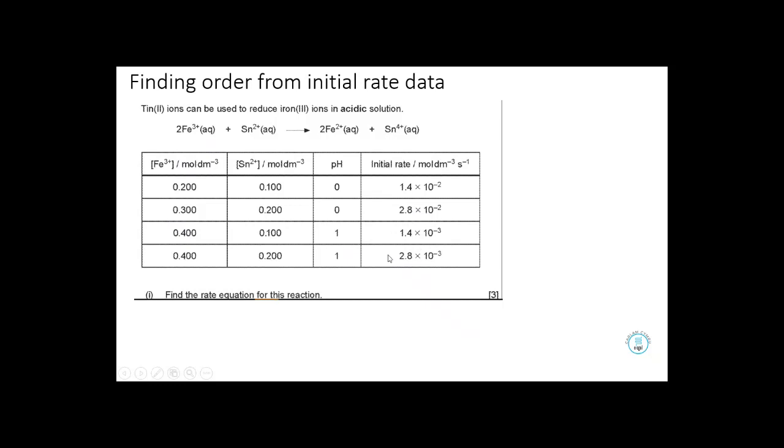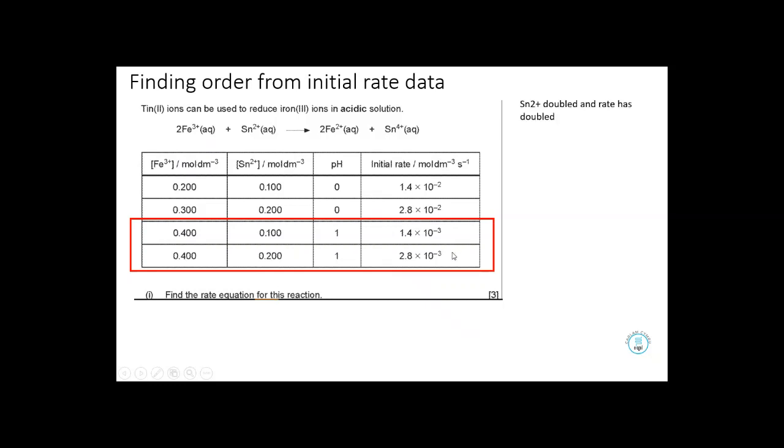Let's see what's happened here. Well, we've done nothing to the Fe3+, we've done nothing to the H+ concentration, but we can see we've doubled the Sn2+, and my rate's doubled. Okay, so that's something to look for, you know, what's happened to your rate. And because the Sn2+ has doubled and the rate's doubled, that must mean the Sn2+ is first order.